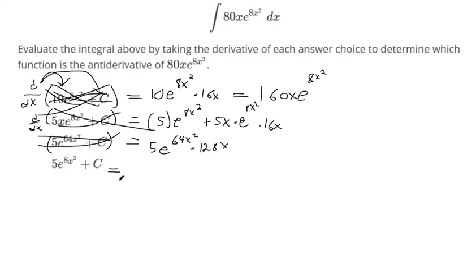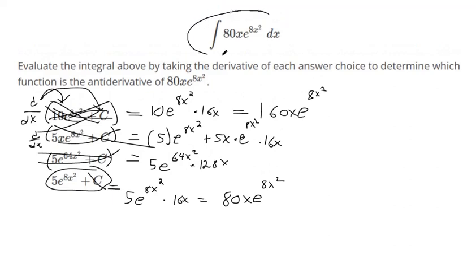So this final one, when you take a derivative of an exponential function base e, it's itself, but then you've got to apply the chain rule. So the derivative of the innermost function is 16x, because the derivative of 8x squared is 16x. And again, the constant's gone, because when you take a derivative with respect to x, this doesn't involve x at all. So that's 80x e to the 8x squared. This is our antiderivative, because when we take a derivative, it turns into this.